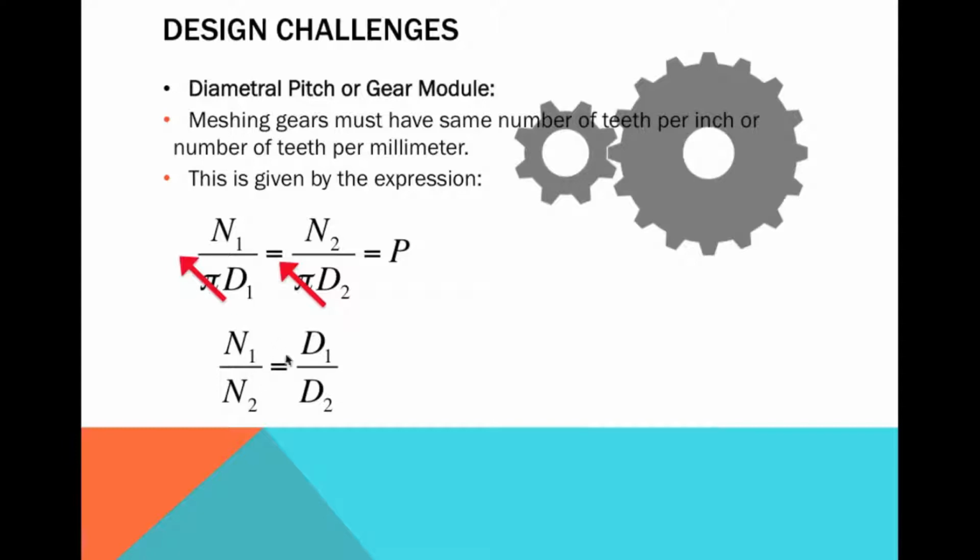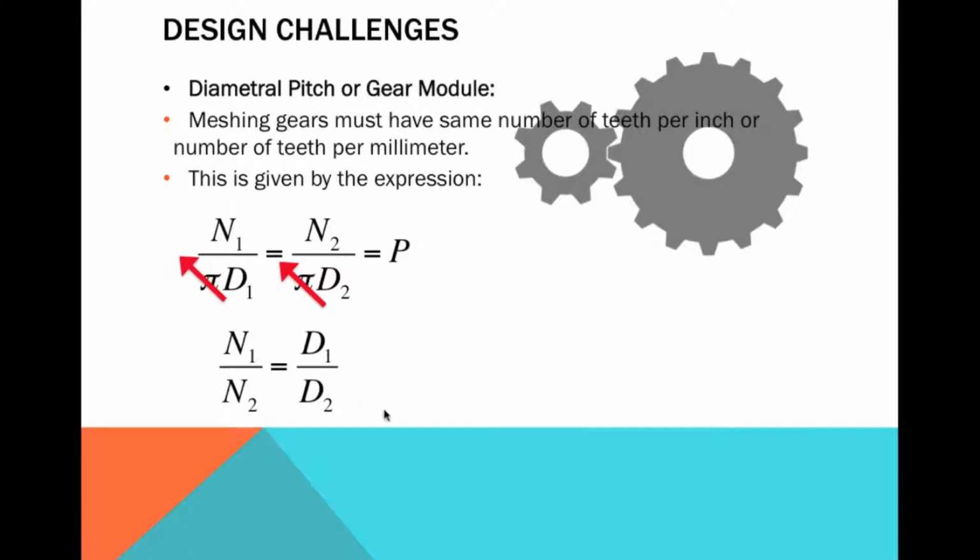If you rearrange it, the number of teeth of 1 over the number of teeth of 2 has to be equal to diameter 1 over diameter 2. Pretty sure that this only holds for spur gears. I'm not sure if it holds for all other kinds of gears, but in this design we're going to be focusing on spur gears only, so this is the relationship that we're going to be using.